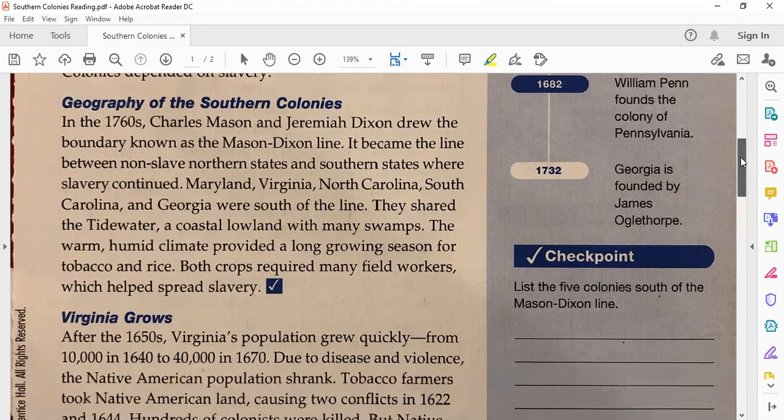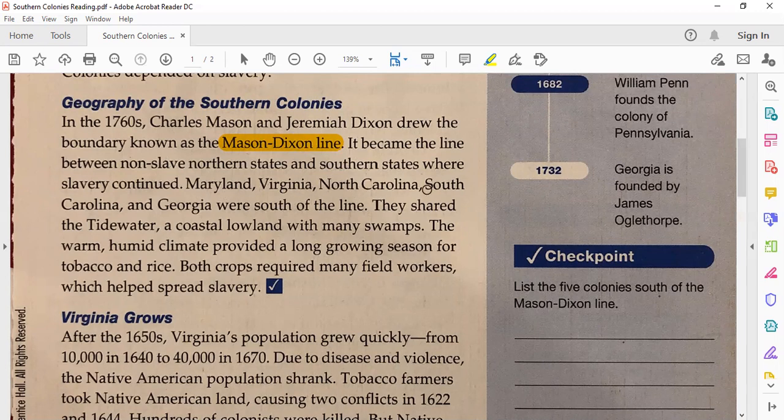Okay, geography of the Southern colonies. In the 1760s, Charles Mason and Jeremiah Dixon drew the boundaries known as the Mason-Dixon line. It became the line between non-slave northern states and southern states where slavery continued. Now, this is a little bit later in terms of when we talk about the Mason-Dixon line, but it is kind of a separator in terms of what's considered to be north and south.